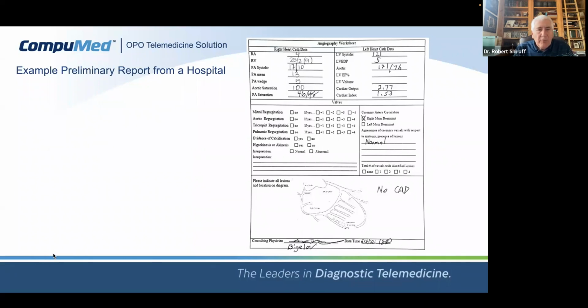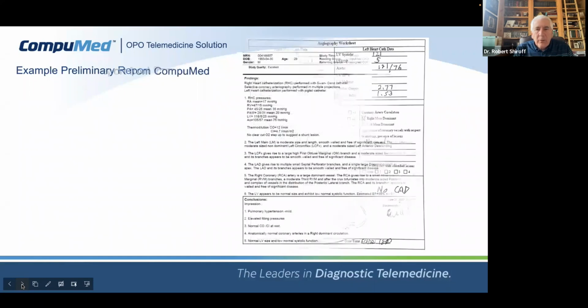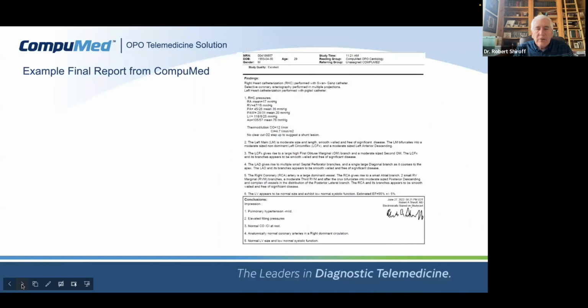And if you get a full report, the transplant centers prefer to have a complete report like the one that we dictate, which describes the anatomy and the pressures and then summarizes it in the conclusions. I'll stop here and let you ask some questions, and then we'll go on from there.